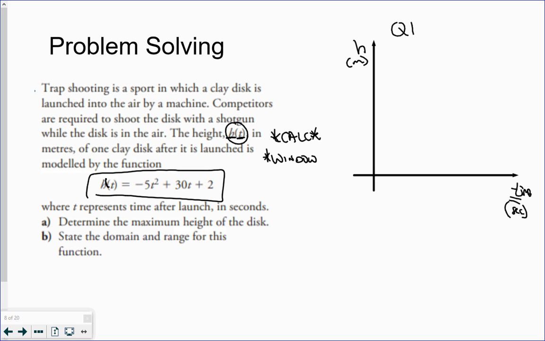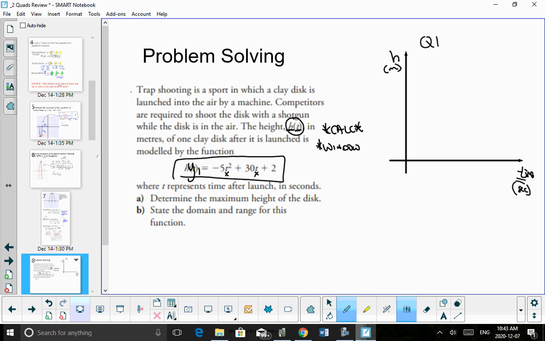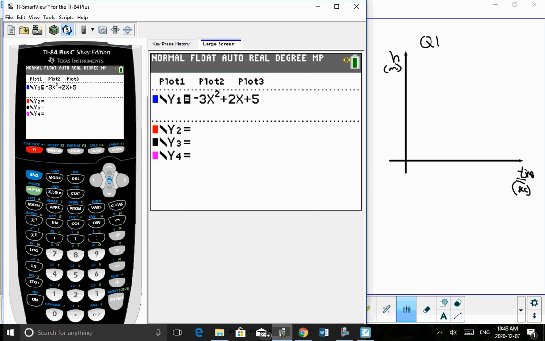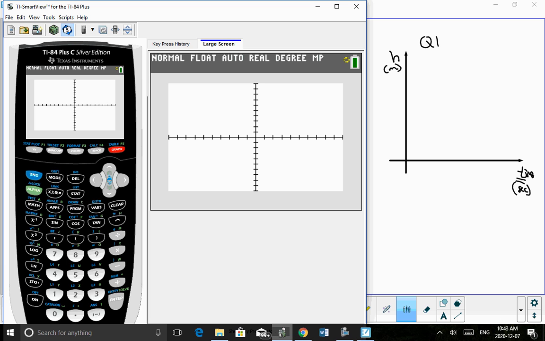So what we're going to do is we're just going to plug this into y1, and we're going to use an x wherever we have a t. So I've got negative 5x squared plus 30x plus 2. So I'm just going to clear out what I've got here. So negative 5x squared plus 30x plus 2. So I'm just going to hit graph because I have no idea what this thing's going to look like, and then I'll change my window settings from there.